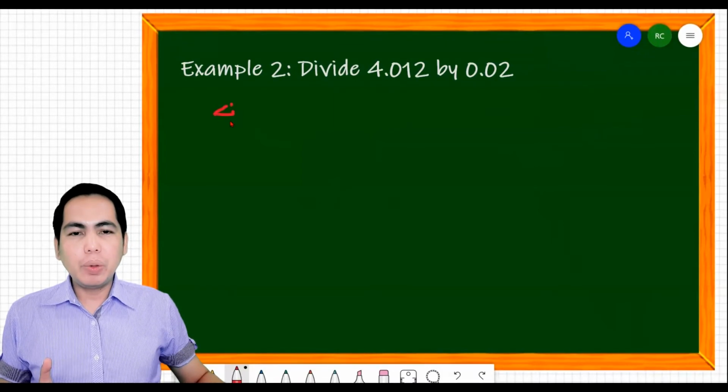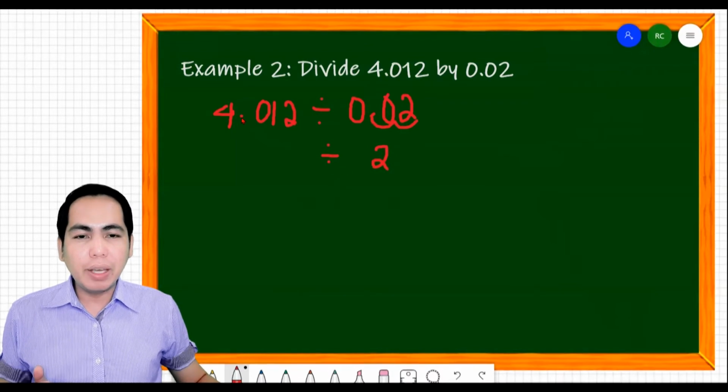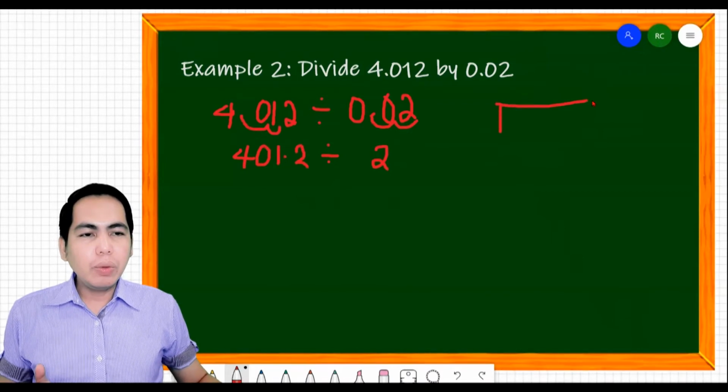So we have here 4.012 divided by 0.02. First is for us to make our divisor a whole number. Since we have 2 decimal places in our divisor, we have to move 2 decimal places. 1, 2 to make it 2. Since we have moved 2 decimal places in our divisor, we also have to move 2 decimal places in our dividend. So 1 and 2 to give us 401.2. We can now start dividing.